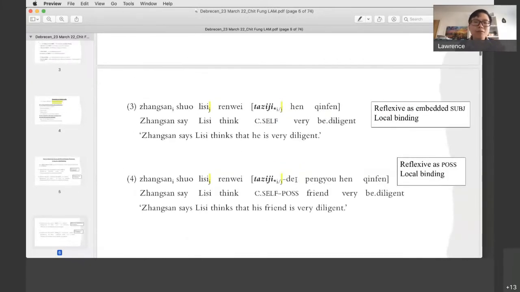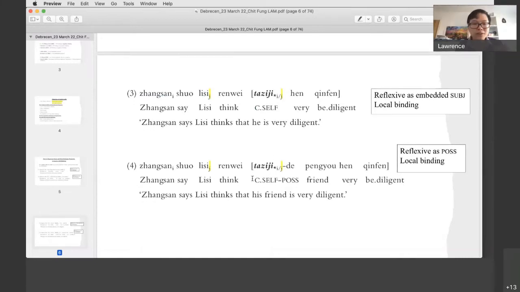Then, different from English, example 3 is a bit different. In Chinese, we can say that Zhang San says Li Xu thinks himself very diligent. So we can use a complex reflexive as an embedded subject. Again, we have two potential antecedents here, and it will co-refer with the closer one.